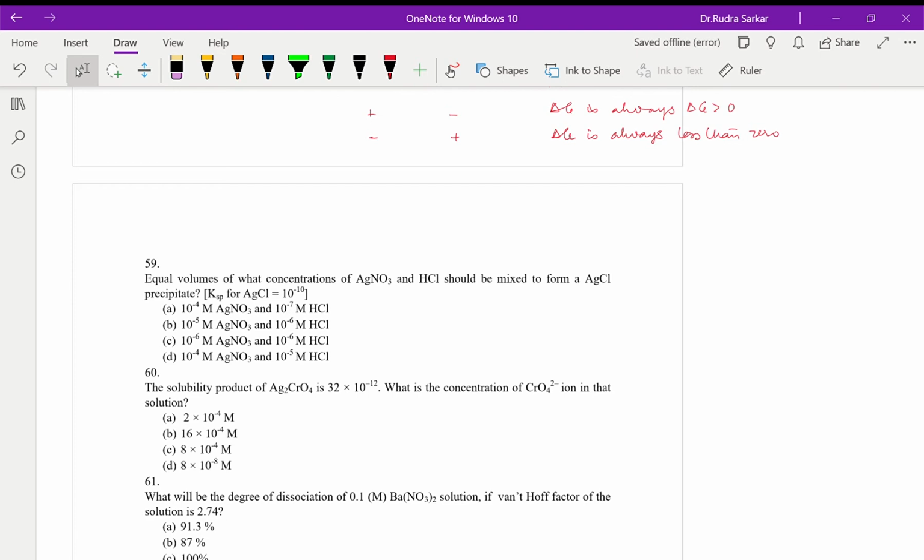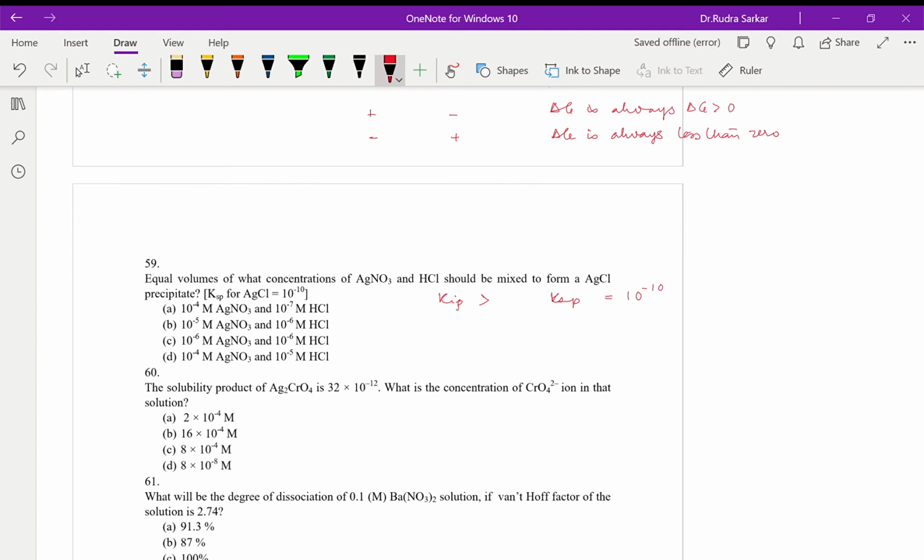Equal volumes of what concentration of AgNO3 and HCl should be mixed to form an AgCl precipitate? Now over here, theory is for precipitation to occur, if Ksp is given to be 10 to the power minus 10, the Kip should be greater than Ksp for precipitation to occur. That means it should be in the order of 10 to the power minus 9, something like that.